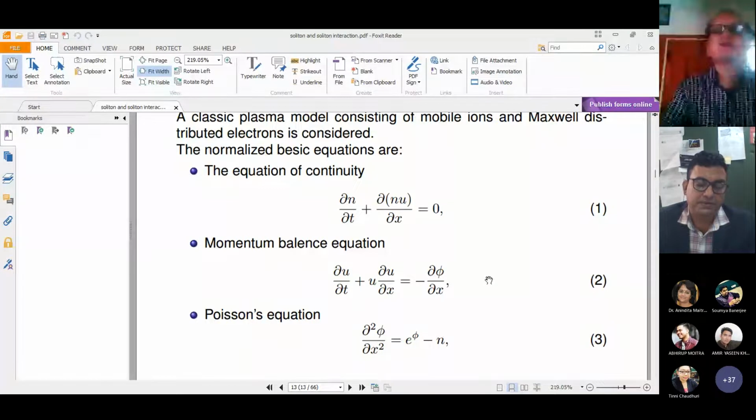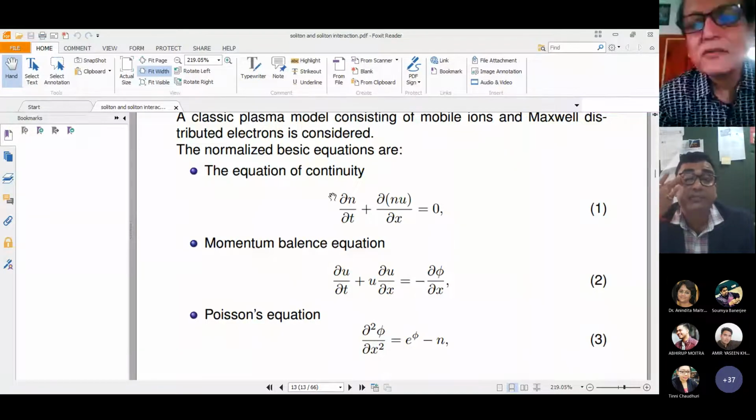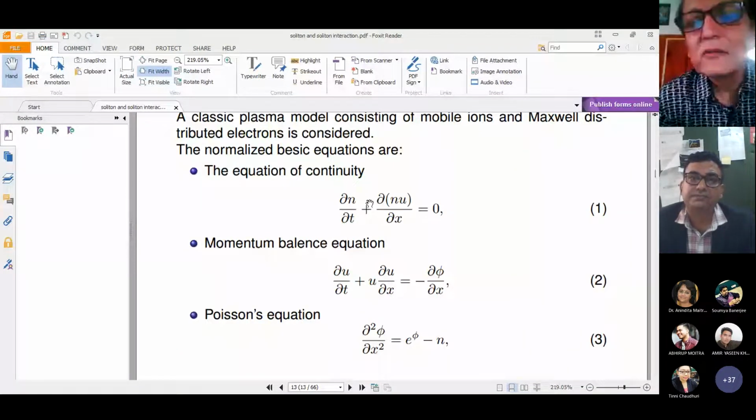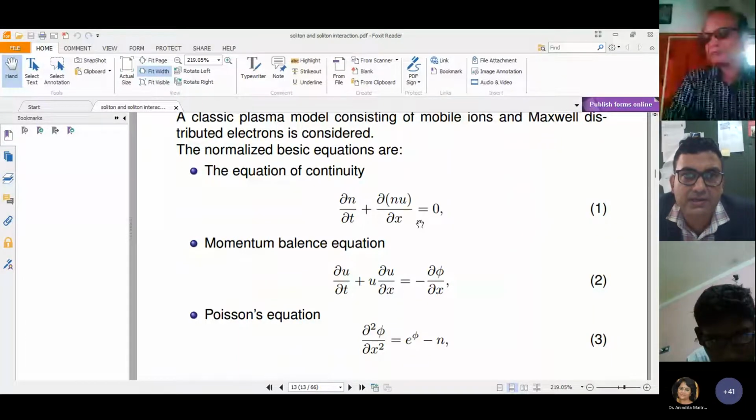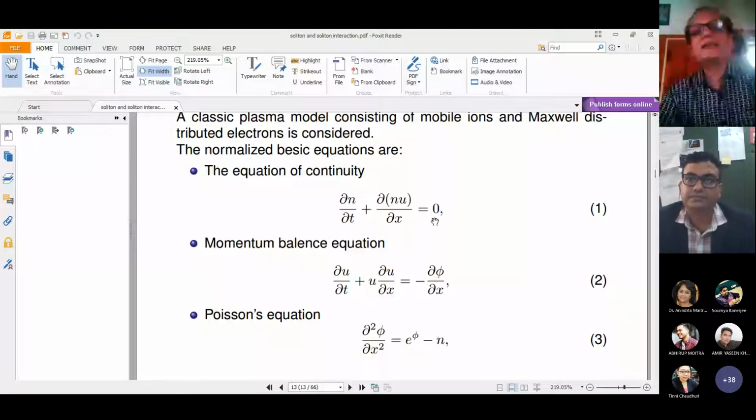The equation of continuity is just like that of a fluid: the rate of change of density and the rate of change of flux balance each other. Here density means number density. Similarly, the momentum balance equation is like Newton's law. Du dt is converted into del u del t plus u del u del x.